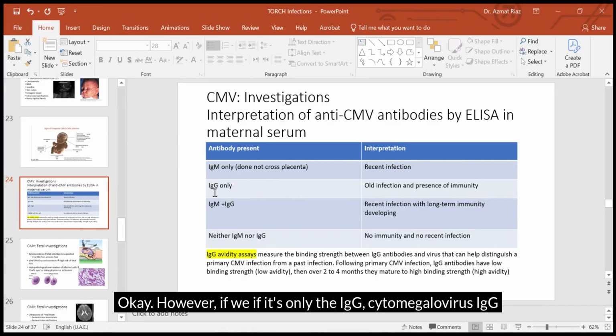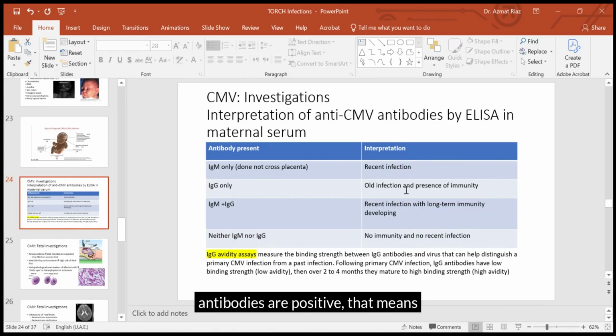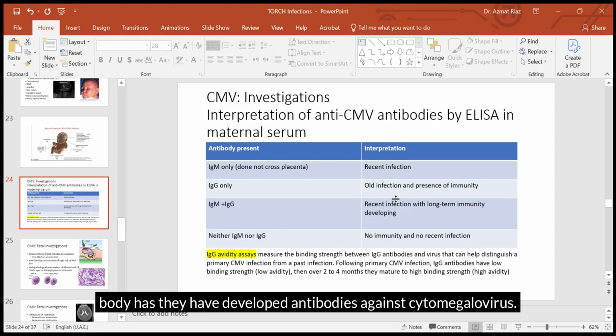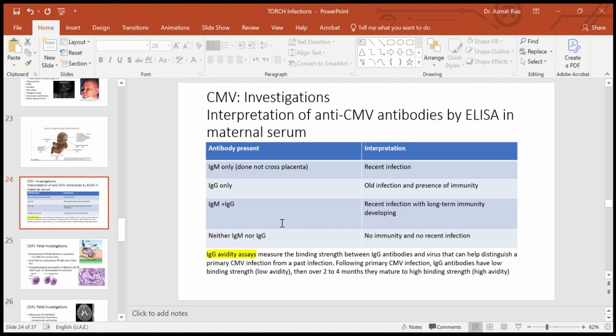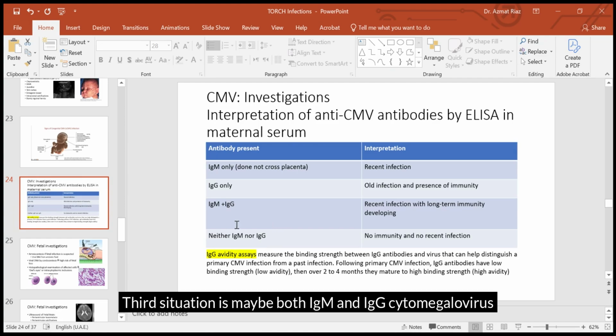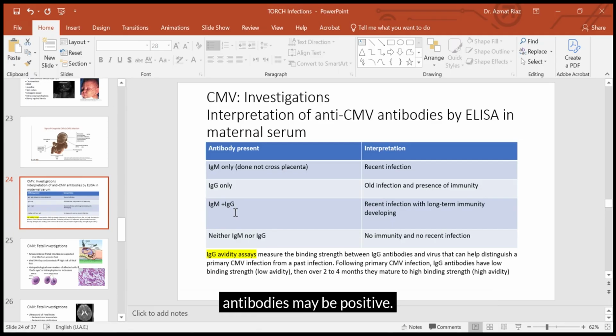However, if only the cytomegalovirus IgG antibodies are positive, that means the person has been previously infected, and now the body has developed antibodies against cytomegalovirus. The third situation is that both IgM and IgG cytomegalovirus antibodies may be positive. So that means yes, there is a recent infection, and now the body is developing antibodies for long-term immunity.